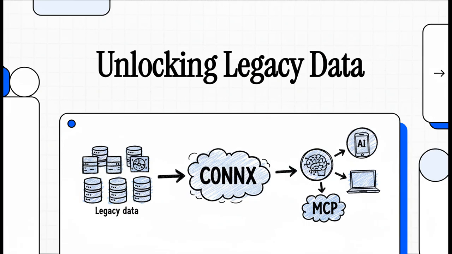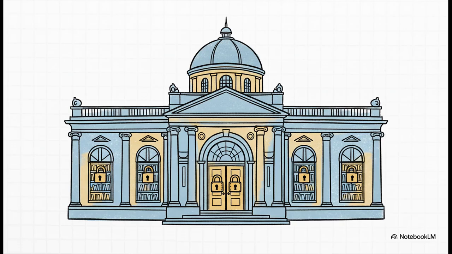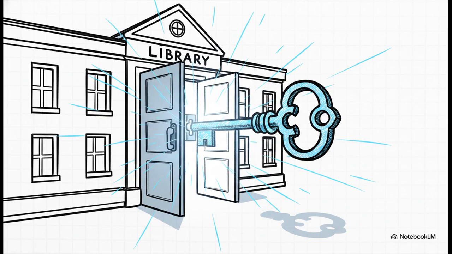Okay, let's dive into how you can unlock your legacy data for AI. Sound familiar? So much of your best data is probably trapped, totally out of reach for modern AI. Just think, it's like a library full of priceless information, but all the doors are locked. Well, CONNX is the master key. It already gives you unified access to pretty much everything.